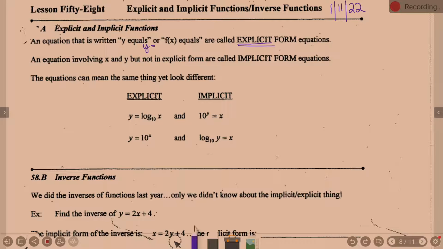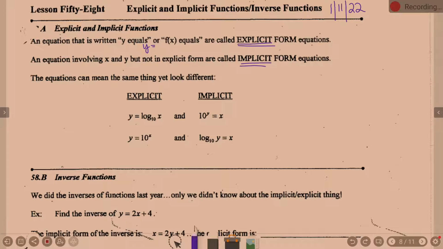An equation involving x and y, but not solved for y, so not an explicit form, is called implicit form. So implicit is just one of those messy equations. You've got x's and y's mixed in together. You know, not solved, not nice, neat, y equals. The equations can mean the same thing, yet look different.